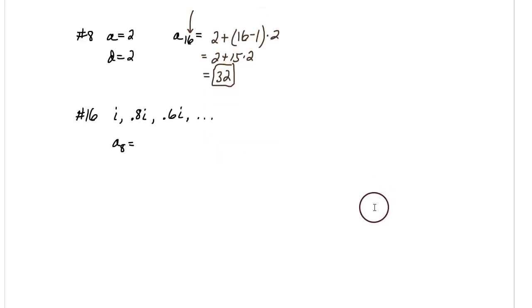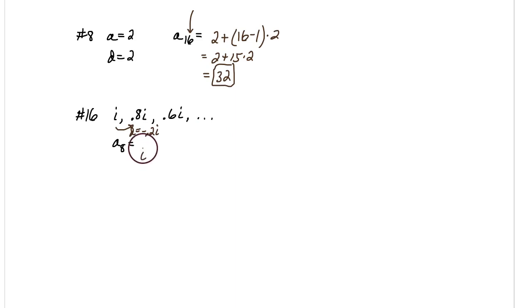Number 16. We're given the first 3 numbers in an arithmetic progression. We're asked for the 8th one. Well, what's the pattern happening from term to term? It looks like it's subtracting 0.2i. So the value of D is negative 0.2i. Once we know D, we can find the 8th one in the list.